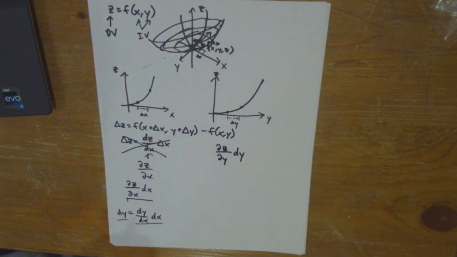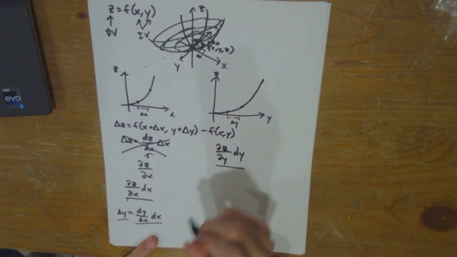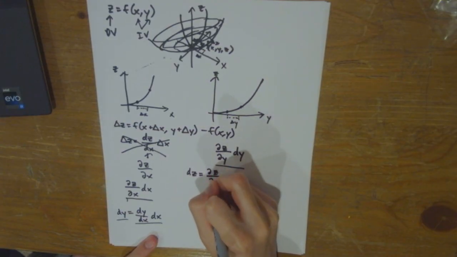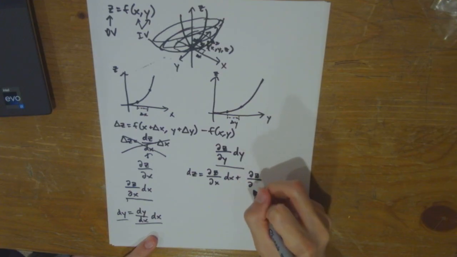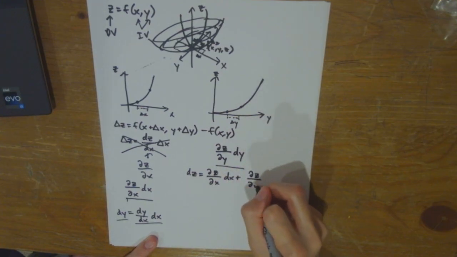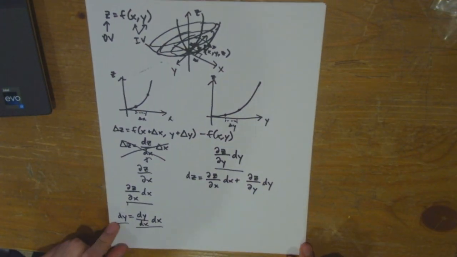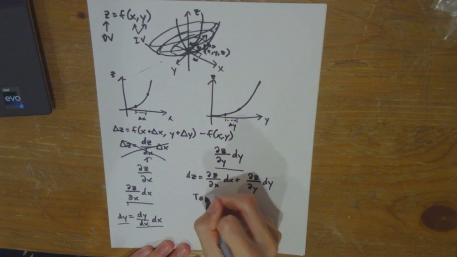partial z over partial y dy, and what the total differential tells us is that if you add up these two quantities, then you approximate the change in the function as you move x and y by a certain increment. So this is the total differential.